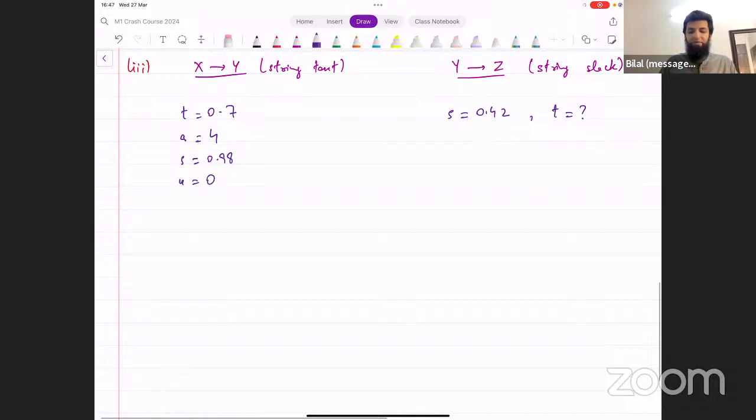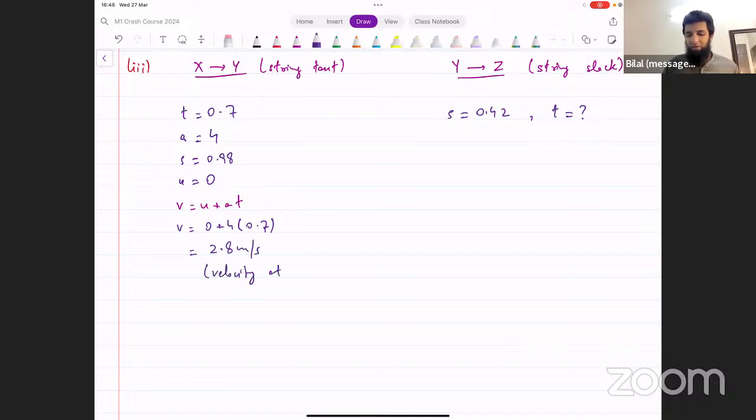What we can do is find the final velocity from the first part of the journey. So we can find the value of v from this. v equals u plus at. Let's use that and see what that gives you. 0 plus 4 times 0.7, and that's going to be 2.8 meters per second. This is the velocity of the particle at the point y.